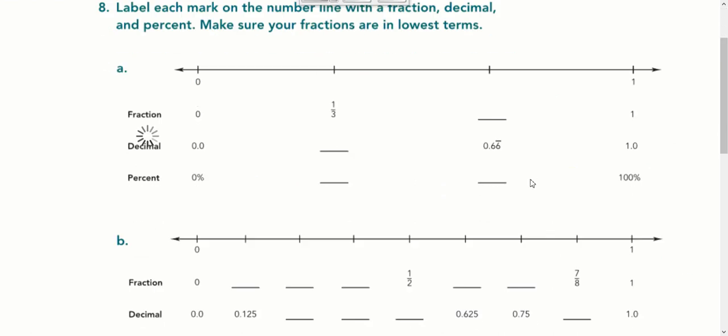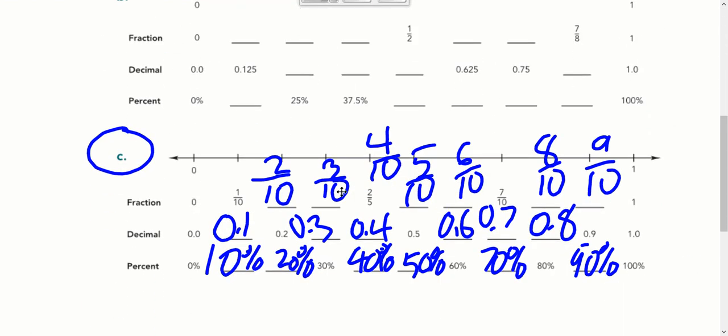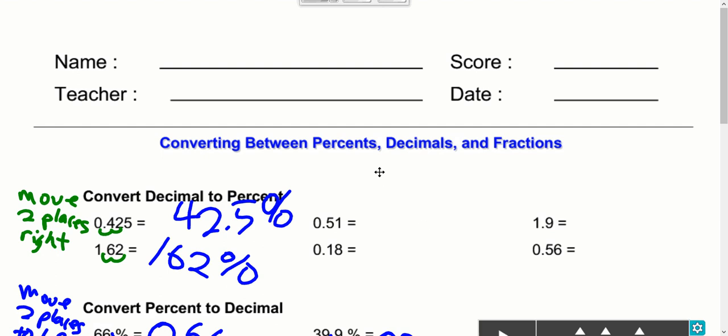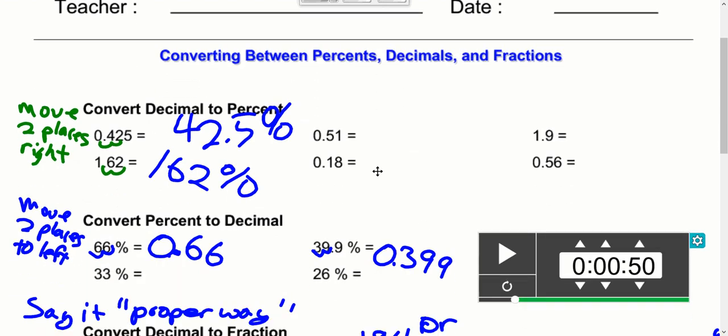All right, then I had you guys do C down here, and you can see the pattern. We just kind of count by tenths here. We could simplify these fractions, and these would be our decimals, and then these would be our percents, and you can just see the pattern that's going up. And then this page was just a good review of each of the different converting we can do. Decimal to percent, percent to decimal. And so these are related.